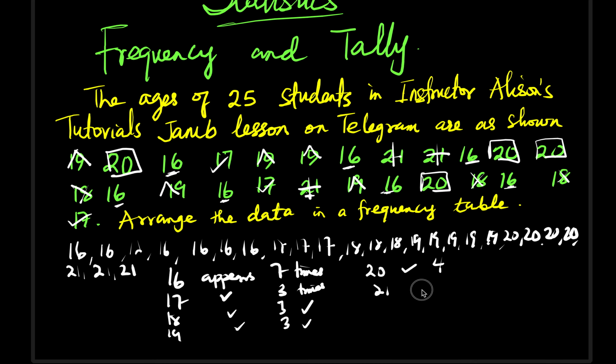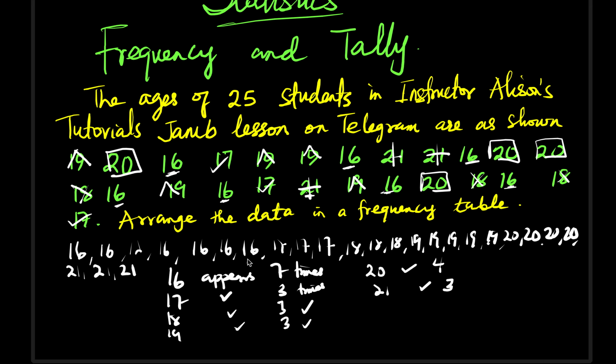21 appears how many times? 3 times. So you're going to be writing the tally properly. Explaining this particular thing, it looks a bit tricky, but it's very simple. I have to start grouping this particular one, like 16. Remember, 16 appears 7 times.